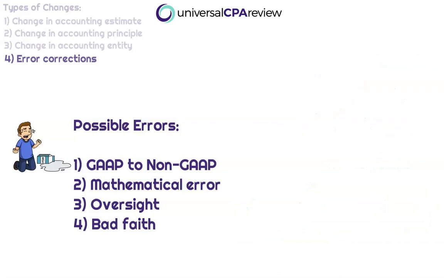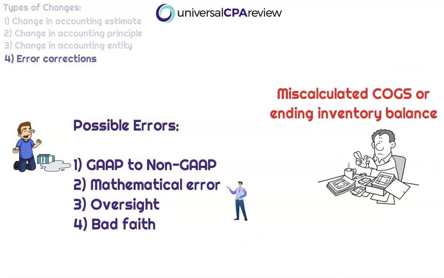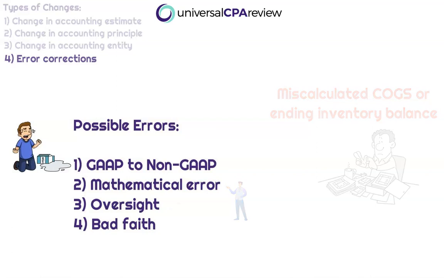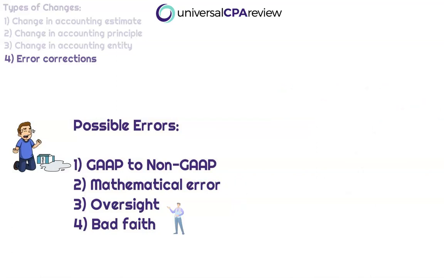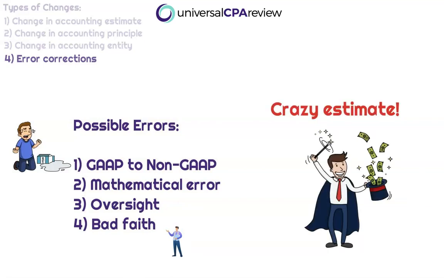Okay, so a couple of other errors that might show up: a simple mathematical error, right? Maybe we miscalculated inventory's ending balance or its cost of goods sold amount. That would be a mathematical error. Could be an error in oversight. It could also be an error in bad faith. Maybe management is making an egregious estimate when it comes to how they are recording their estimated uncollectibles, right? There's this outstanding account receivable balance, and they think that they're going to be collecting 100% of this, when in reality, every year they collect at most 90%, right? That would be egregious. All right, so that is a possible error as well.